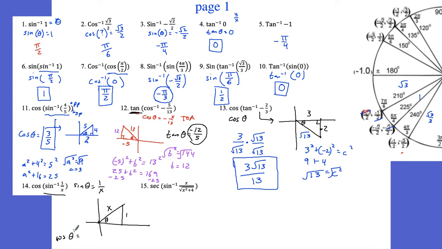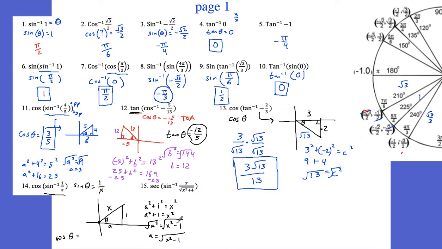Now for cosine theta, I need adjacent over hypotenuse. So I need to figure out what adjacent is in terms of x and 1 here. So I can use the Pythagorean theorem to come up with that. I call it a for right now. a squared plus 1 squared equals x squared for c. So a squared plus 1 equals x squared. Subtract 1, I get a squared equals x squared minus 1. And then take the square root to get a by itself. So the square root of x squared minus 1 is what a is.